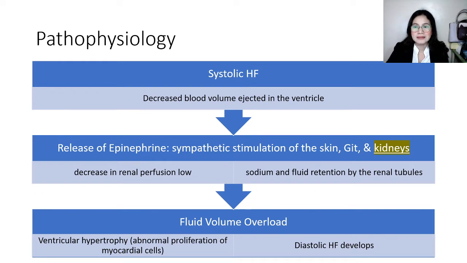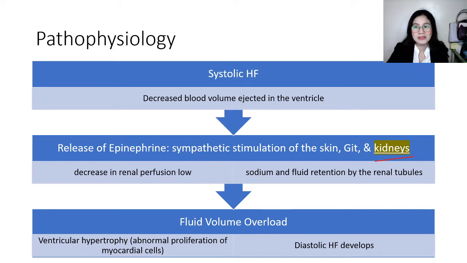So the sympathetic stimulation causes vasoconstriction of the skin, gastrointestinal tract, and kidneys. Let's pay attention particularly to the kidneys. In the kidneys, there will be a decrease in renal perfusion. This is due to low cardiac output and vasoconstriction, which then causes the release of renin by the kidneys. So, when we ask, what is renin?